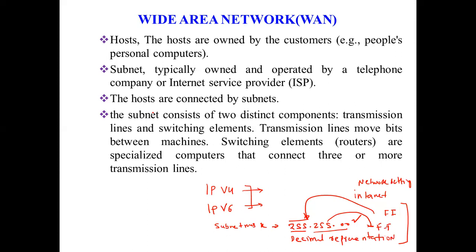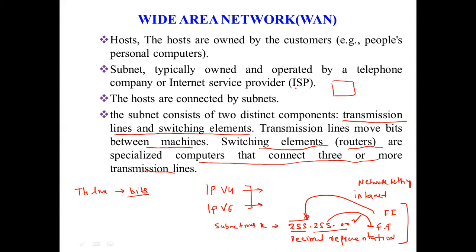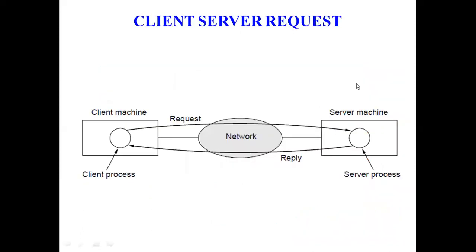Now the subject basically consists of two distinct components: one is the transmission lines and the other is the switching elements. What does the transmission line do? Transmission lines transfer the bits, the information exchanged between the machines. Whereas the switching elements, which are basically the routers, connect three or four more transmission lines. This is the use of a router, which is also at times called a repeater.